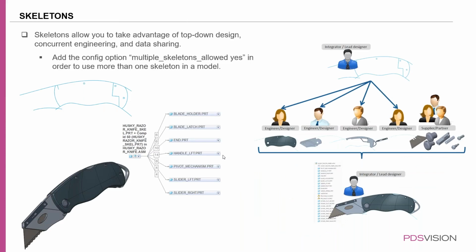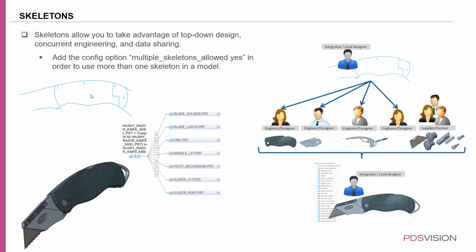All right, so the first thing is just dealing with skeletons. Skeletons allow you to take advantage of top-down design, concurrent engineering, and data sharing. With that, we start with the skeleton, which is simply an outline of what it is that we're working on. This is the concept of the shape we want it to be, the confined areas. Even with this little skeleton, we have these little holes here, which represent where the little rivets or screws are going to go in to make sure this thing's connected properly. So we put all that into a skeleton model.